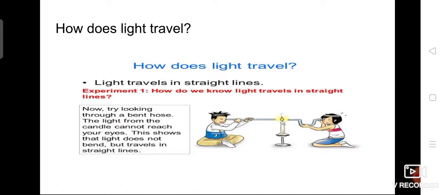For that, we are going to take a burning candle. You don't need to do the experiment; it is given here also. I'm saying it in my words. Just look at the experiment so that you can get an idea. Just imagine you are doing that experiment practically.